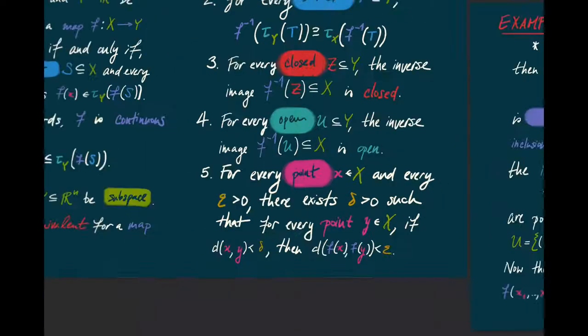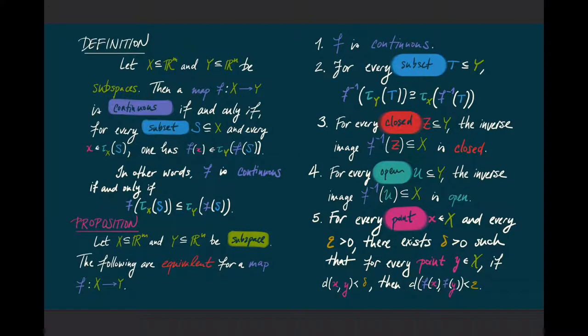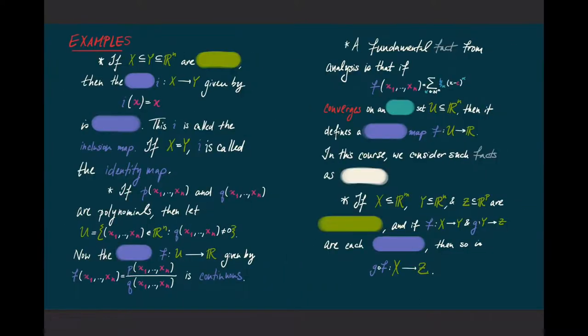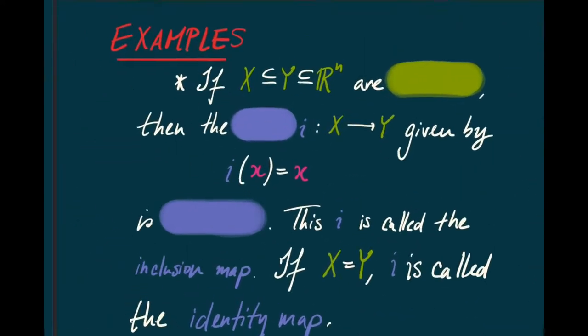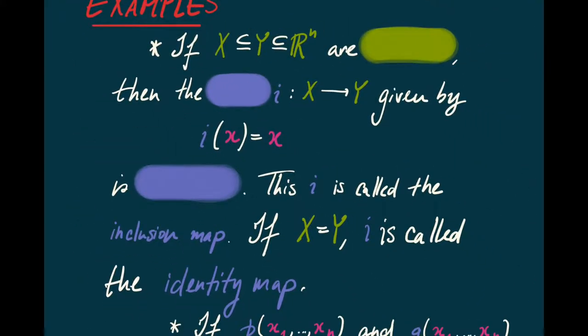Okay, so now that we've seen the equivalent characterizations of continuity, we should go ahead and jump into examples. The first example is in some ways kind of degenerate, but it's incredibly useful. It goes like this. If we have X and Y, both subspaces of R^n, and if X is contained in Y, then we can introduce a new map, which we'll call I. That'll be a map from X to Y, and it'll be given by this kind of strange rule that says I of x equals x.